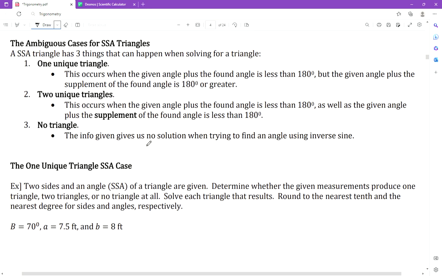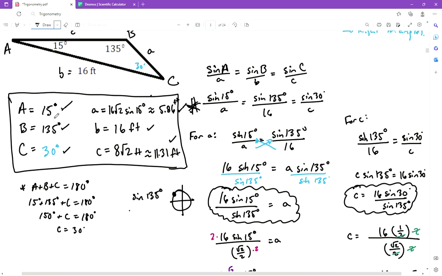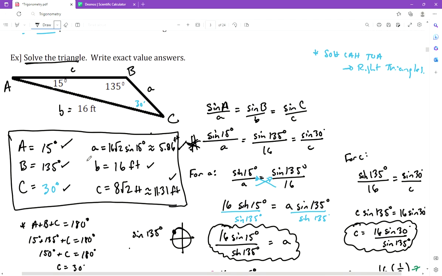Hi everyone, and welcome to our video on solving the one unique triangle SSA case with the law of sines. The law of sines is good, like in the last video, when you have two angles, because you can get the third right away, and then there's nothing weird that's going to happen. It will flow through just like this problem, and everything's going to be great.